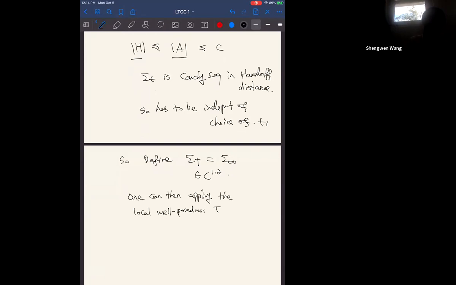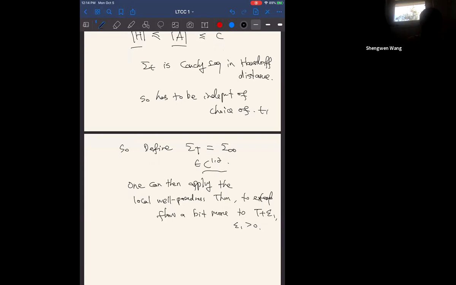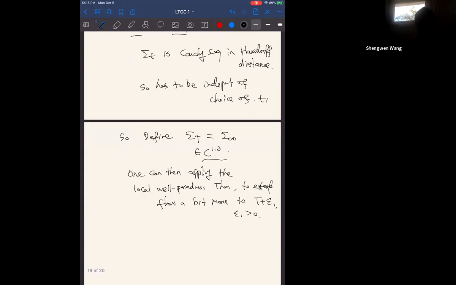To extend the flow at least a little bit more, to T plus epsilon 1, say epsilon 1 is greater than 0, and every time slice is still in C1 alpha. But recall that C1 alpha gives a uniform gradient bound locally as graphs, and parabolic Schauder theory tells you that this can be improved to C infinity. So you actually have smoothness of the flow without singularity at least a little bit of time beyond T.